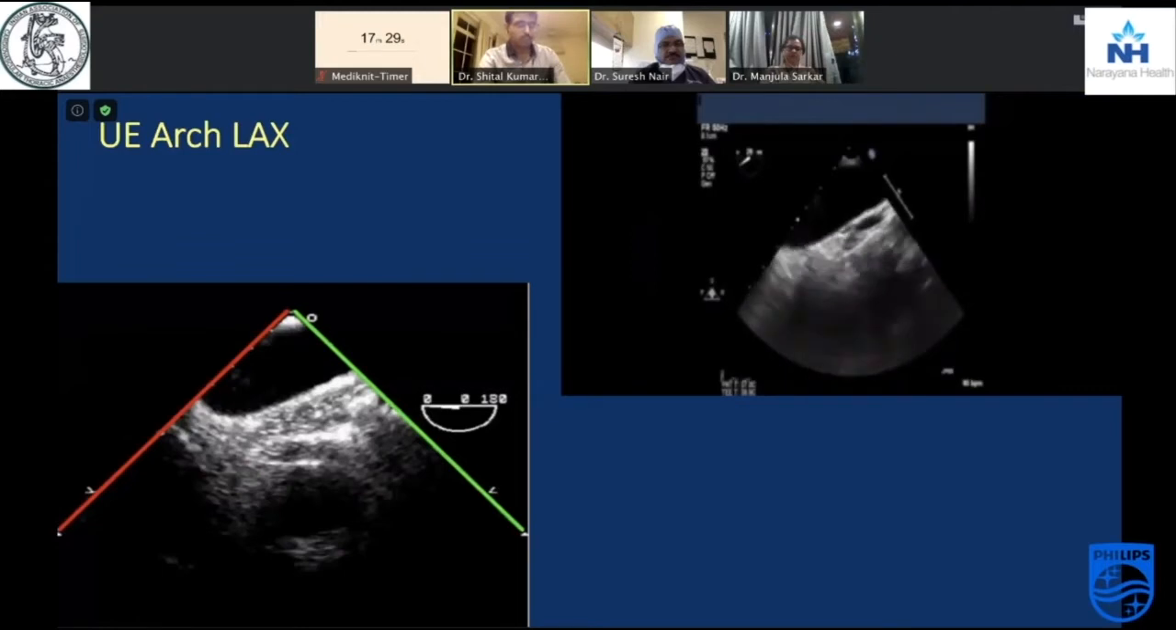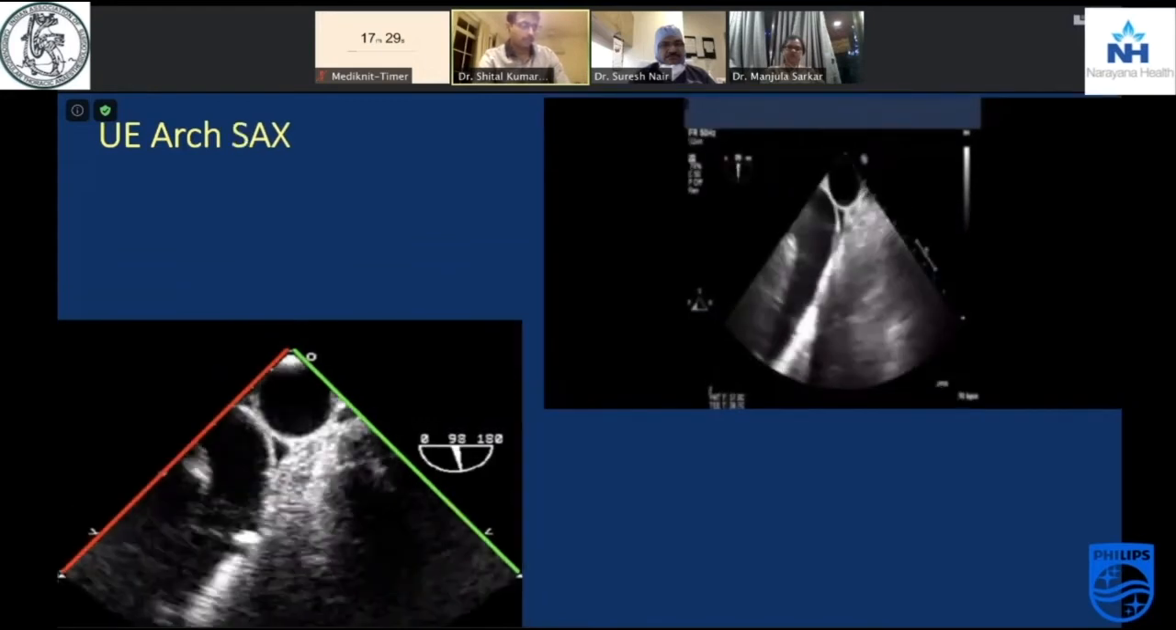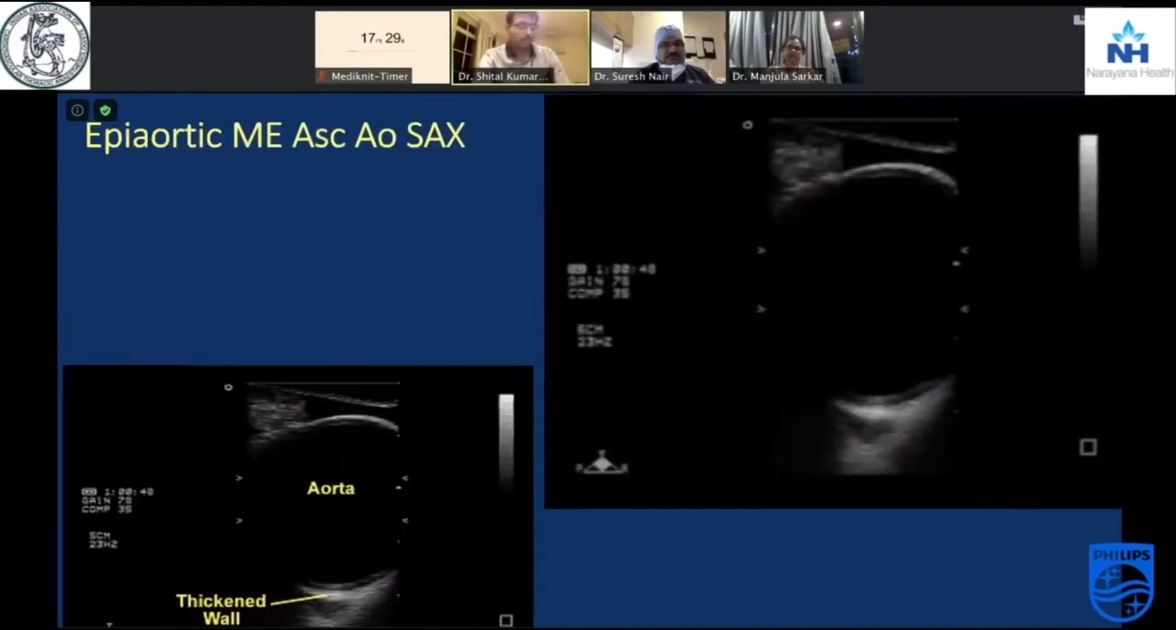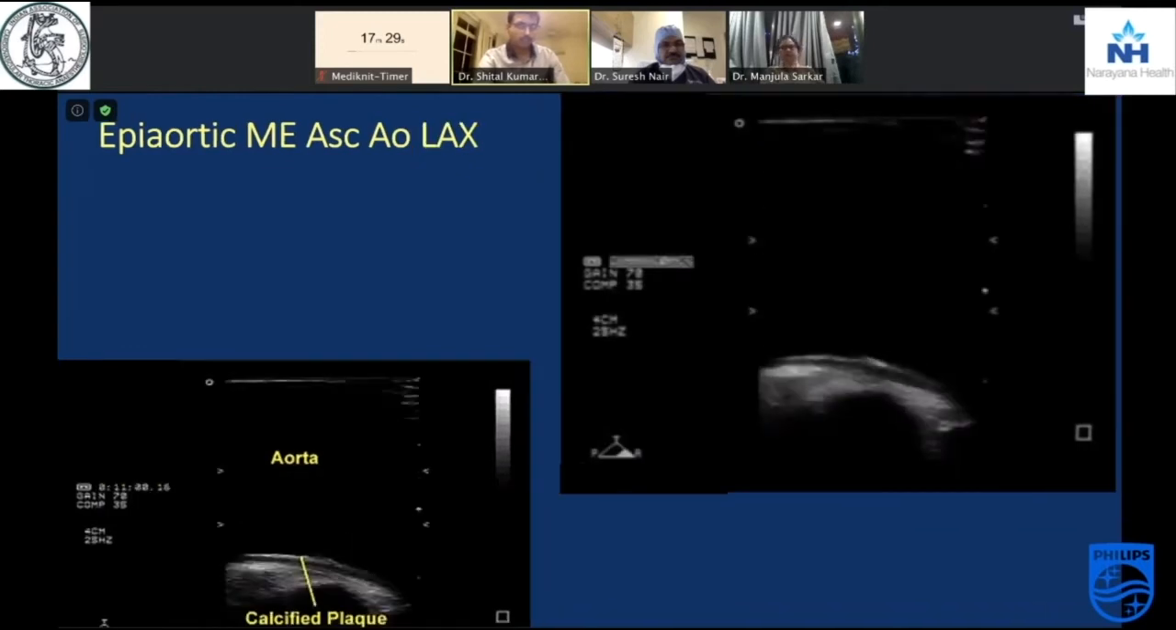Upper esophageal arch view in a long axis, looking at the origins of the subclavian and common carotid. And in the short axis, where you can actually even see the pulmonary valve and main pulmonary artery. Mid-esophageal ascending aortic short axis view, and mid-esophageal ascending aortic long axis view.